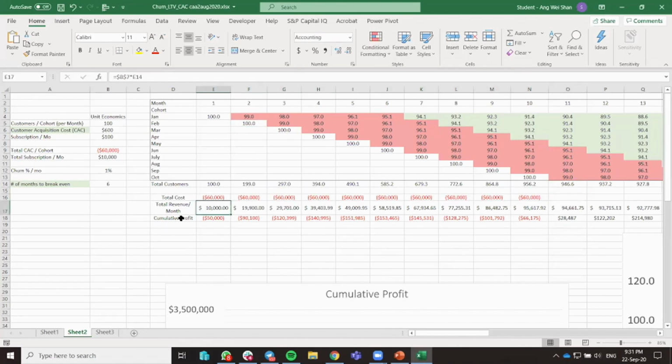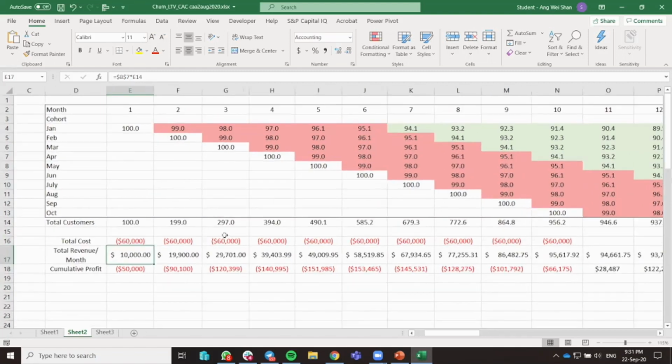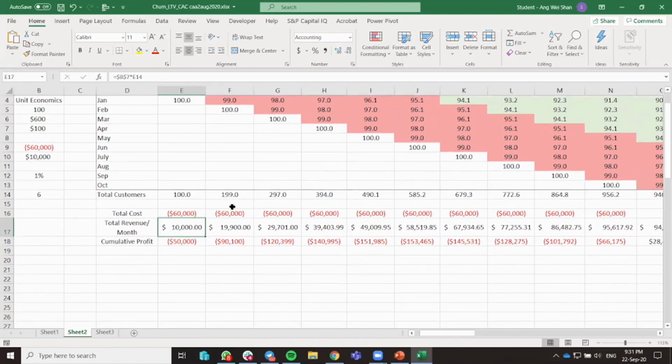So how do I calculate this total revenue per month? What I do is I take the total customers multiplied by the subscription per customer per month, which is 100. So you can see month 1, I have 100 customers. Let me zoom in, maybe it's a bit small. All right, so in month 1, I have 100 customers, and how do I have this $10,000 figure here? I take 100 customers times $100 per customer, the subscription revenue per customer. So that's how I get 10K.